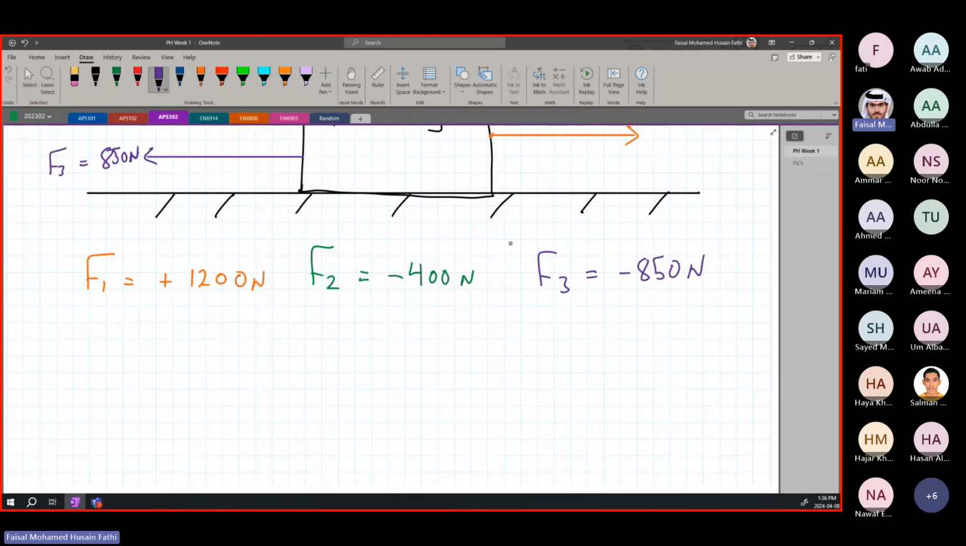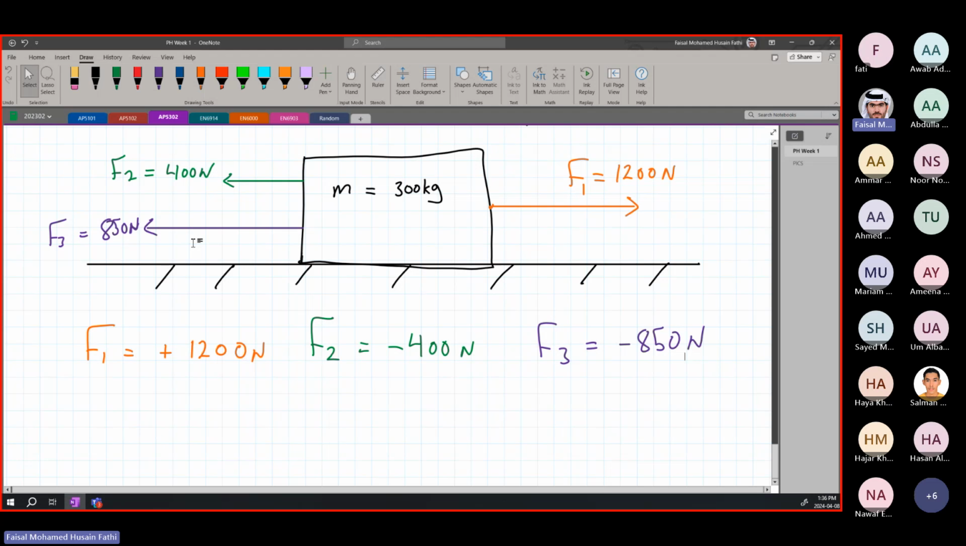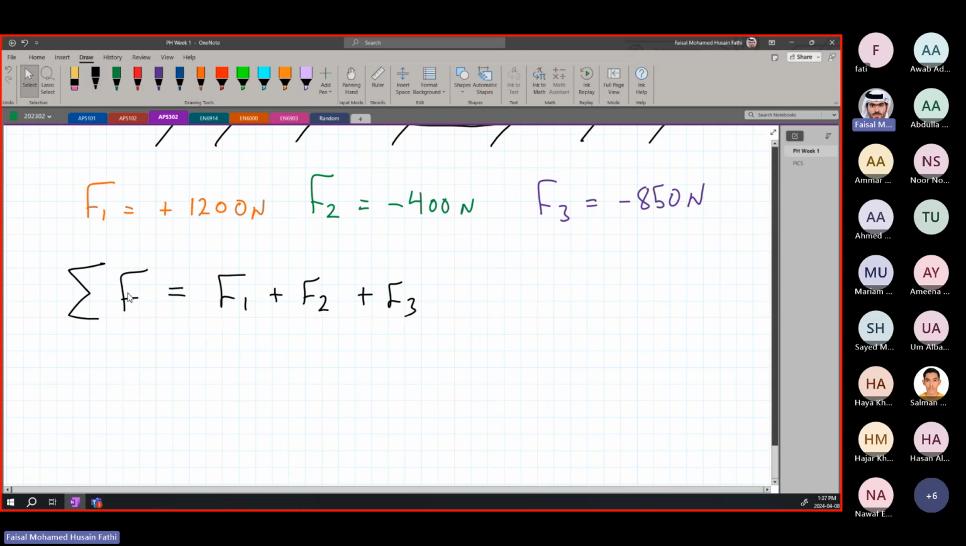Yes, I will be sending this paper to you guys after the session, inshallah. Now, remember what I said earlier. To find out the total force, we need to do the summation of forces. Don't let this scare you. When you see this, all this means is you are going to add F1 plus F2 plus F3. You will add all the forces together. This is what the summation of forces is.